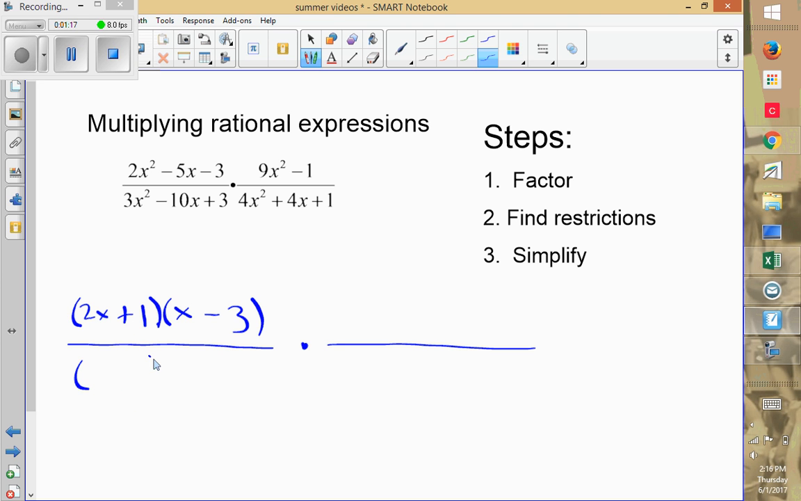Our denominator on this fraction, we're looking to see what multiplies to 9 and adds to -10. So those numbers are -9 and -1. So we need to get -9 somehow. So that's going to be 3x and -3. And then to get -1, we have -1 and x.